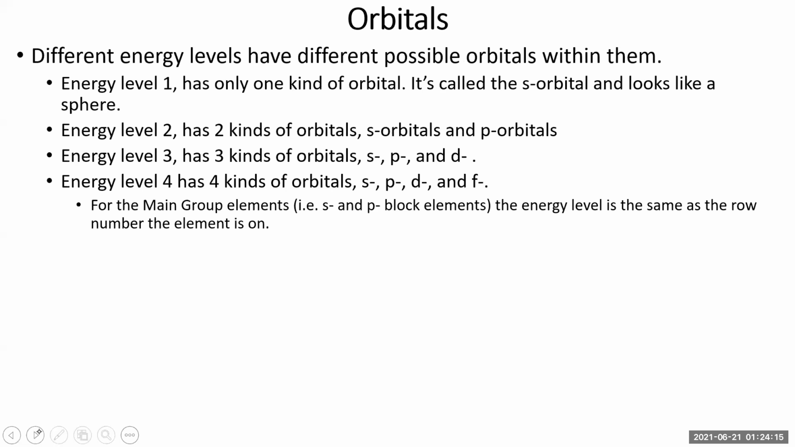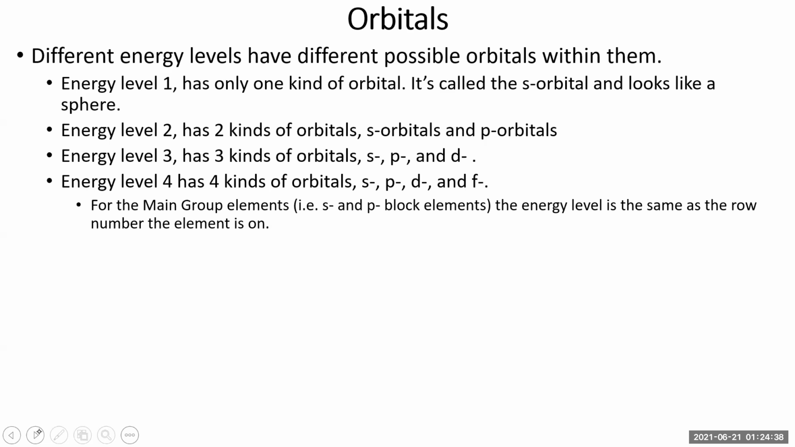Okay. So different energy levels have different possible orbitals within them. Now, we haven't spoken about this before. It sounds like I'm saying the same thing, but I'm not. Different energy levels have different possible orbitals within them. At energy level 1, which pictorially is represented in the periodic table itself, you have only one kind of orbital, and that is the S-type orbital.